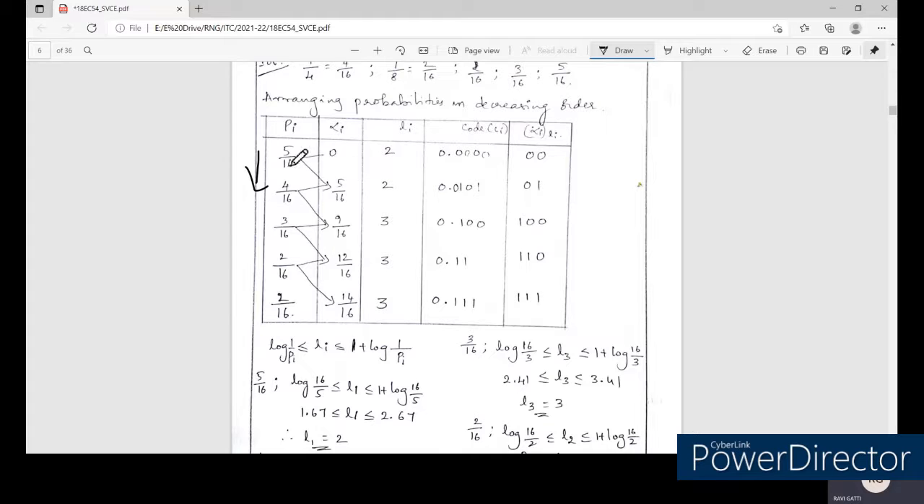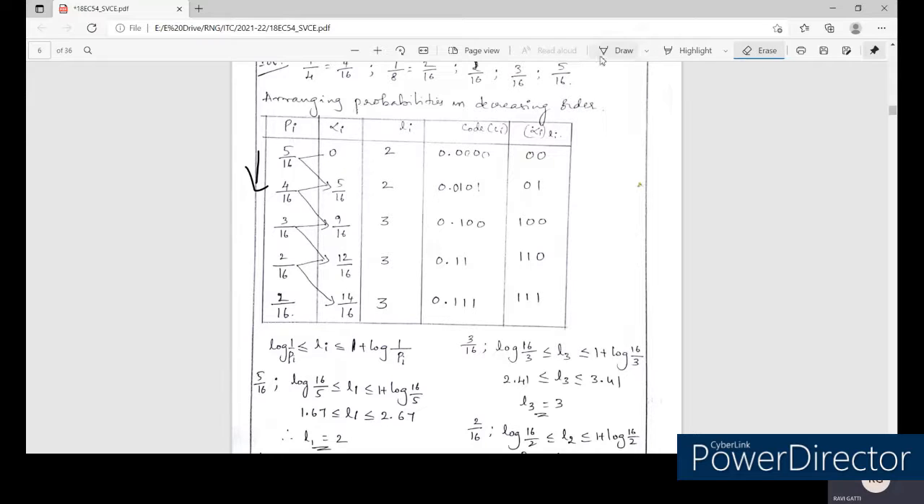The next step is to compute the alpha values. As I said initially, for the first symbol it will be 0, and for the second one it will be P1. The third will be P1 plus P2, that is alpha 2, and the next one will be this plus P3, and the next one will be this plus this. This is how you calculate the alpha values. Understood, right?